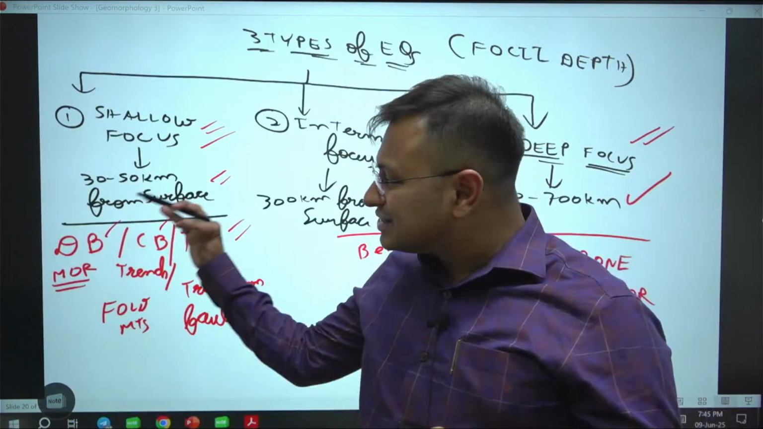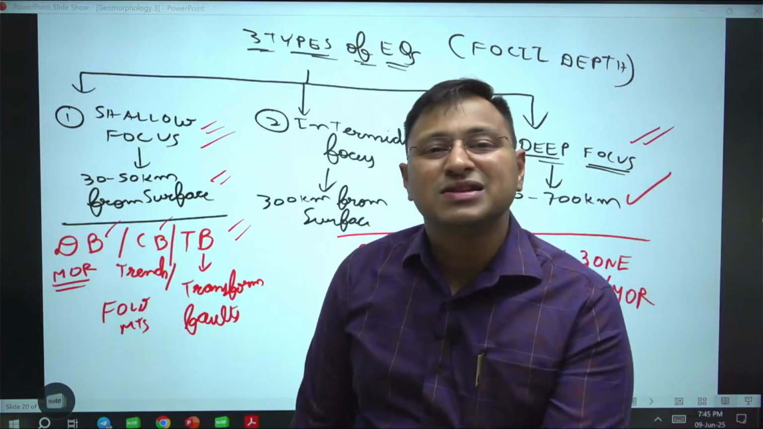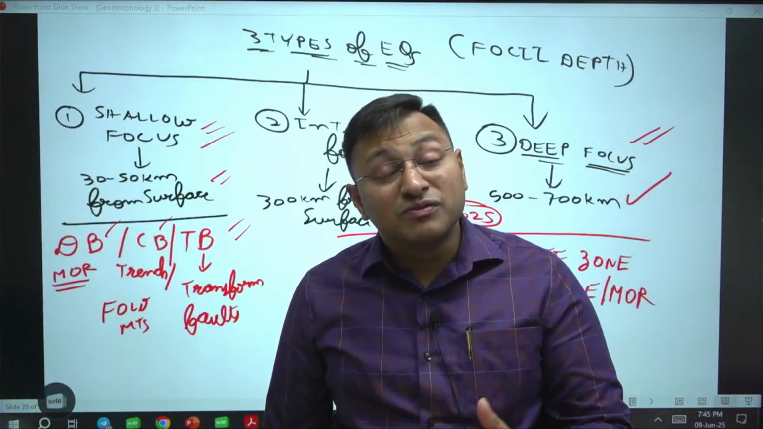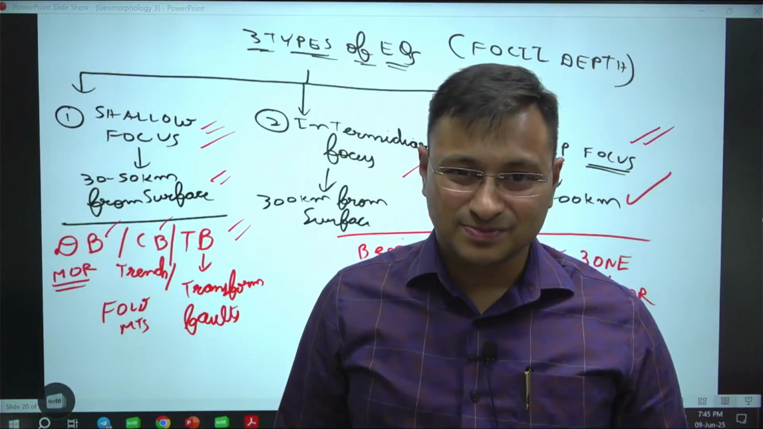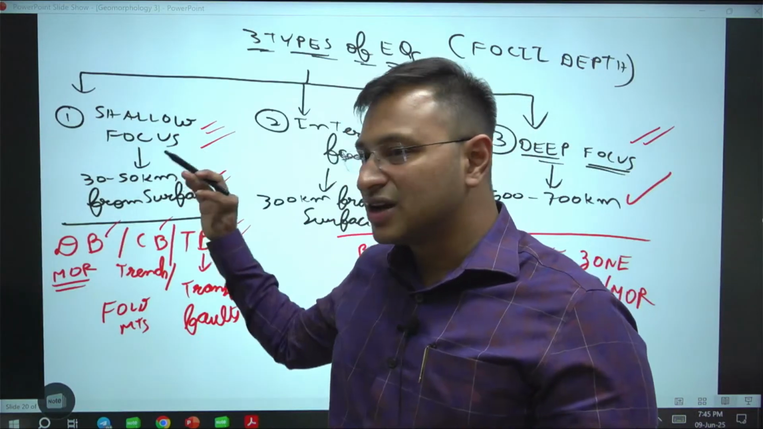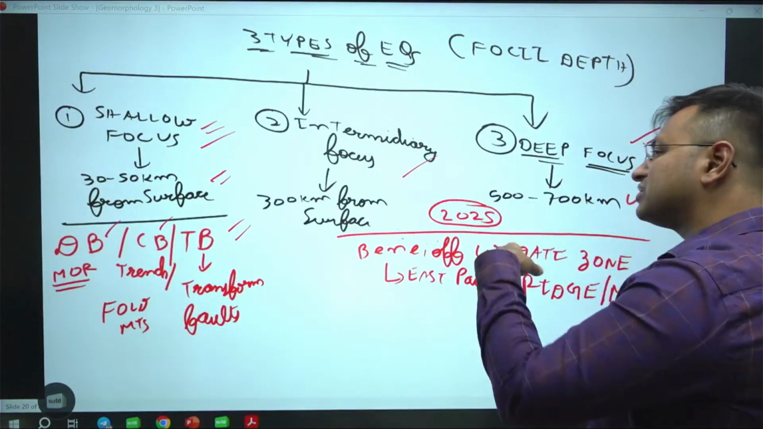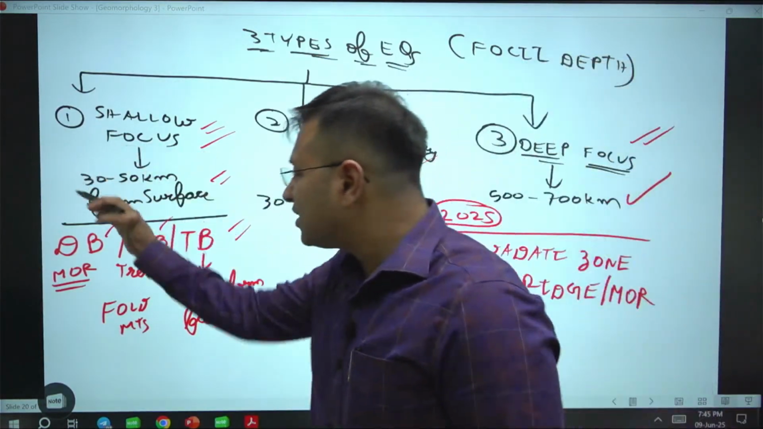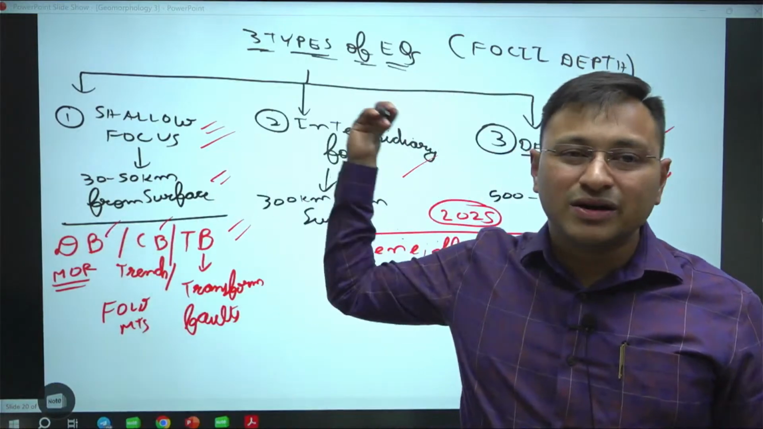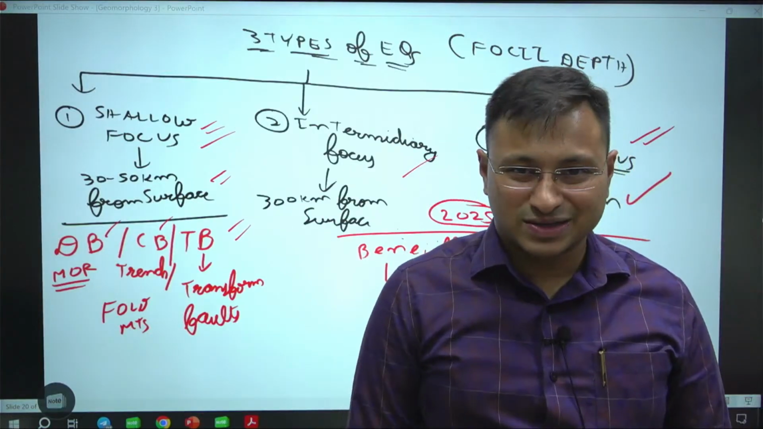And that is why, guys, they also become the most deadly. Why? Because the energy is coming just beneath the surface. So the energy comes with full intensity. So typically it has been found that even though the shallow focus earthquakes carry less energy than the intermediary focus and deep focus earthquakes, because they are originating at a lesser depth, they often become the deadliest of all these.